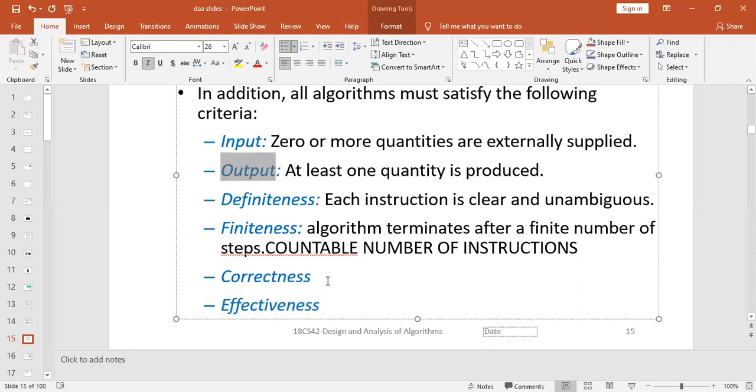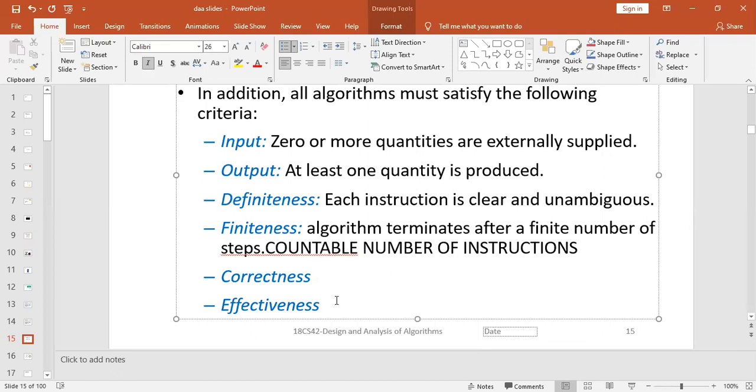If you are getting the output, your output should be correct according to the input given. Suppose you give 2 plus 3 as input. So what should be the output? If you give 2 plus 3 as input, you will be getting 5 as output. If you get anything other than 5, then we call it as incorrect. Understand? So according to the input you should get correct output, and that output should be effective.